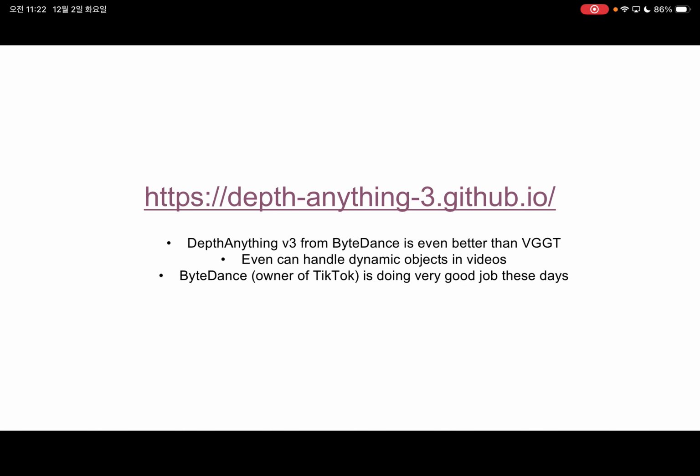This Depth Anything from ByteDance is, I think, even better than VGGT. And it can even handle dynamic objects. You saw the two persons running. They are dynamic objects. ByteDance is the owner of TikTok, the social media, and ByteDance is doing a very good job these days. In early 2020 or 2021, ByteDance was trying to do some 3D stuff. At that time it was not mature, but these days, like last year or this year, ByteDance is doing a very good job, not only for 3D but also for video generation.